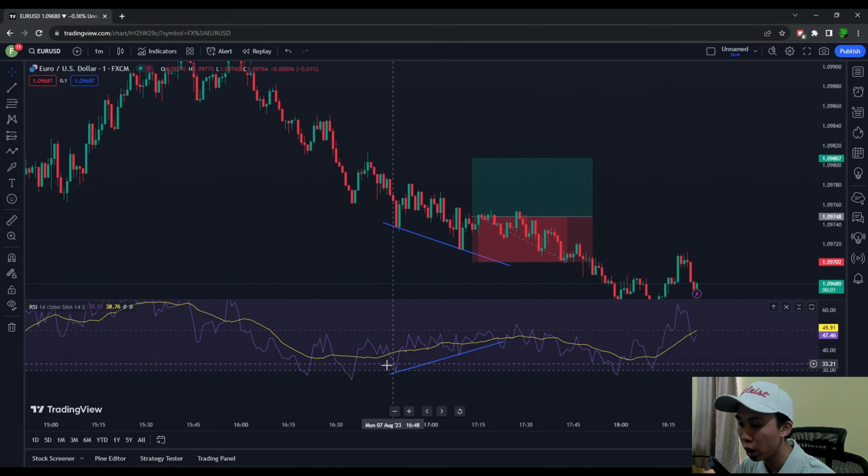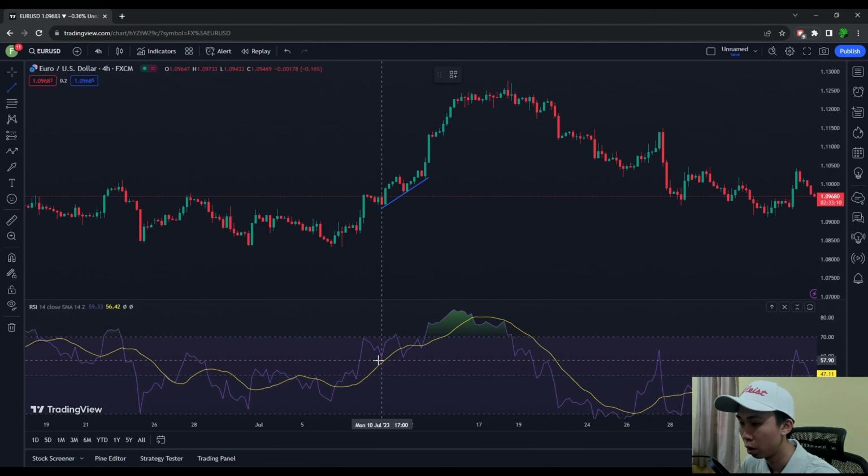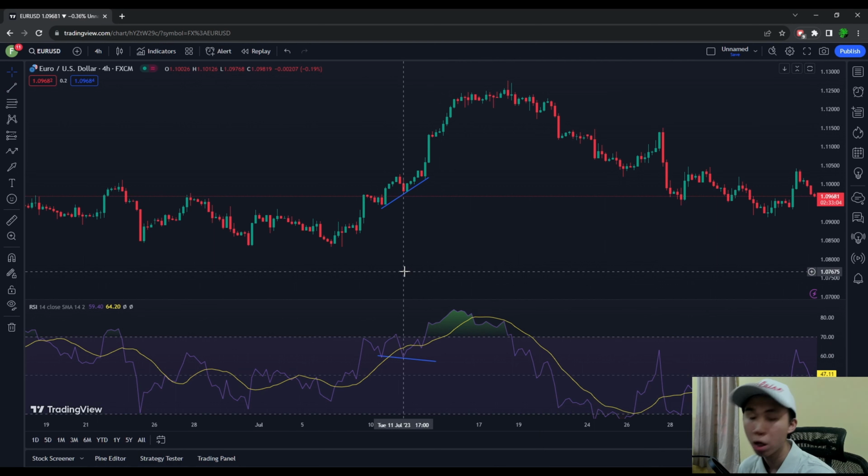In this case, price is making a higher high. Price is making a higher high in this region. Now we check the RSI. Look, RSI from here to here, it is making a lower low. So in this case, we can say that there is divergence here.